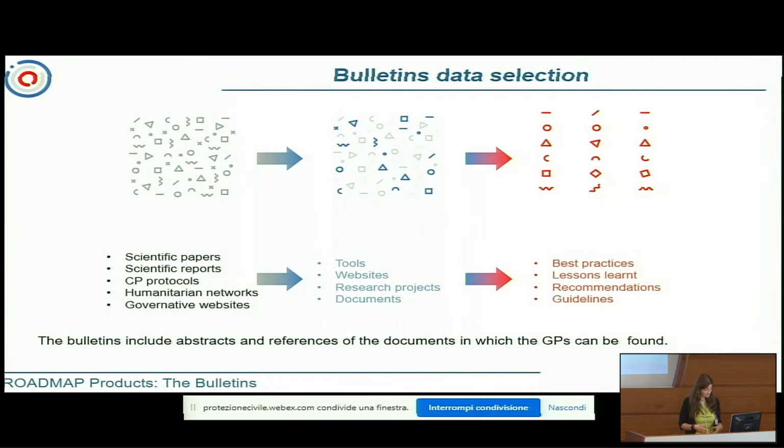Scientific papers, scientific reports, civil protection protocols, humanitarian networks, governmental websites were the starting point of this selection. And in fact, they allowed us to learn about tools, websites, research projects, and documents that contain possible good practices. Once found, we tried to make a selection of good practices, choosing those that are already validated and tested through exercises or emergencies. For the reasons mentioned before, the bulletins do not include all the good practices selected, but include the abstracts and references of the documents in which the good practices can be found.